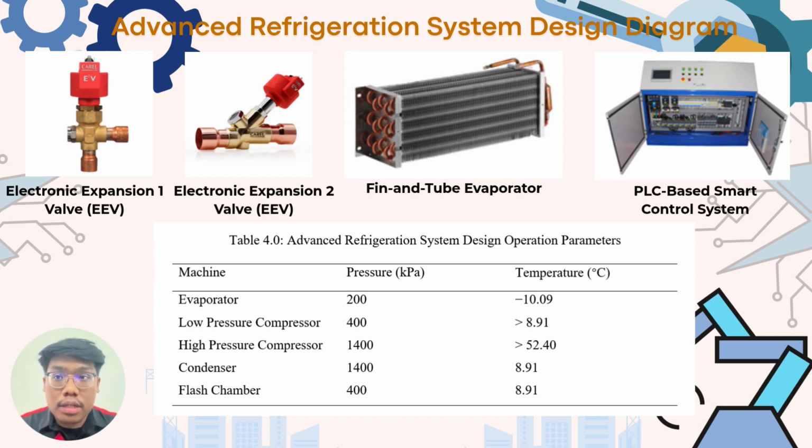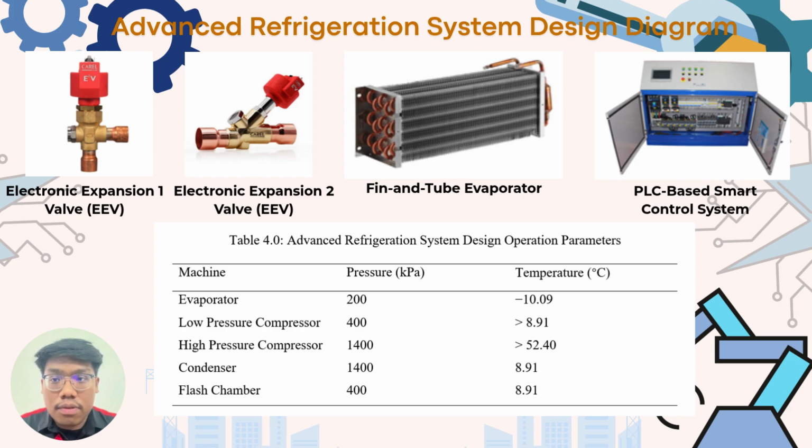So at the evaporator, the pressure is 200 kPa with a temperature of minus 10.09 degrees Celsius, where heat absorption takes place. After compression in the low pressure compressor or LP compressor, the pressure increases to 400 kPa with a temperature of 8.91 degrees Celsius. Then, after the high pressure compressor, the pressure further increases to 1400 kPa with a temperature of 52.40 degrees Celsius.